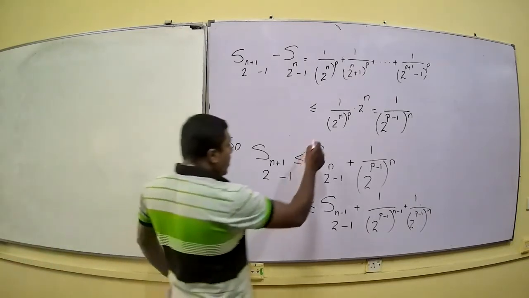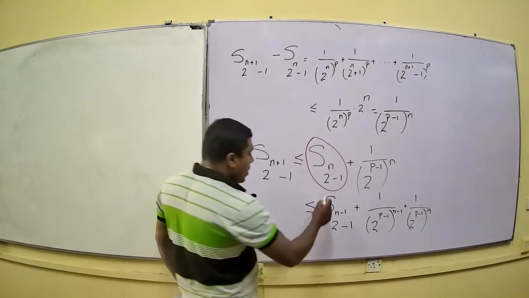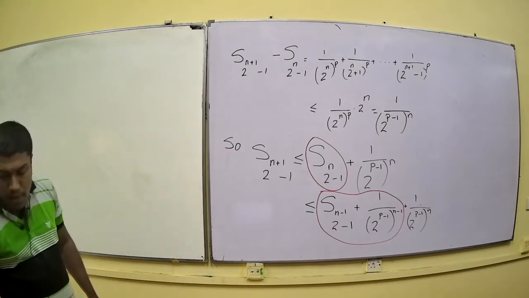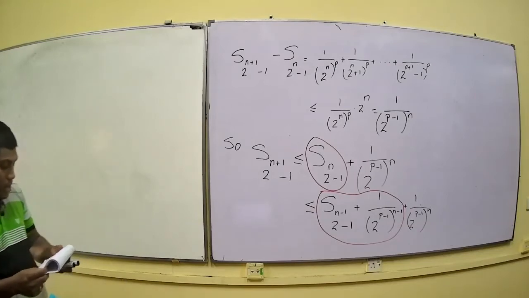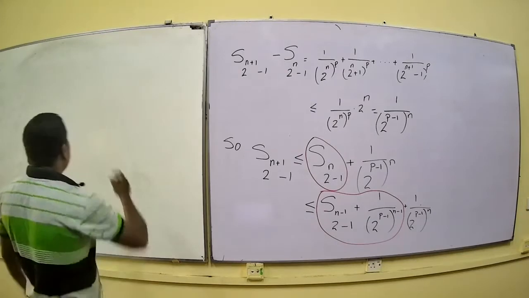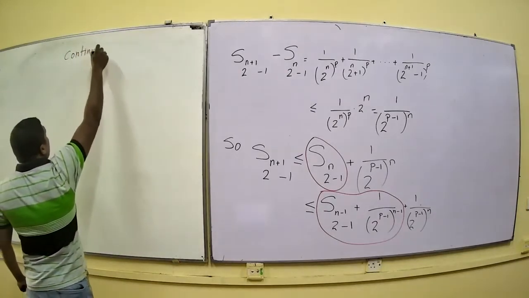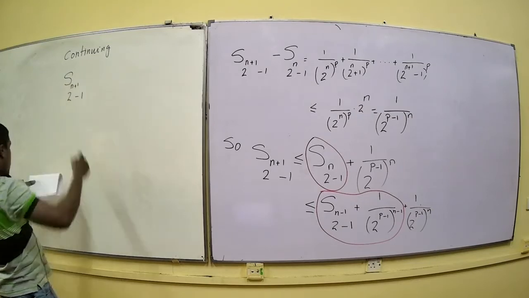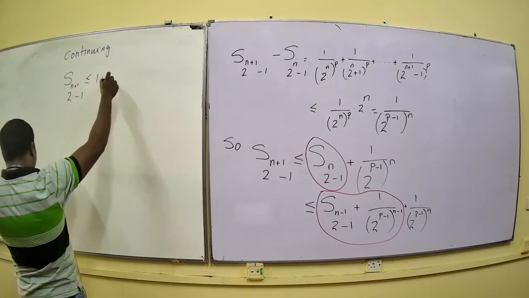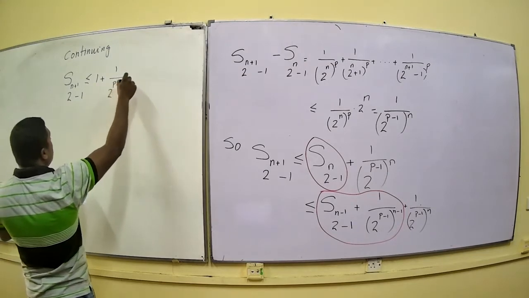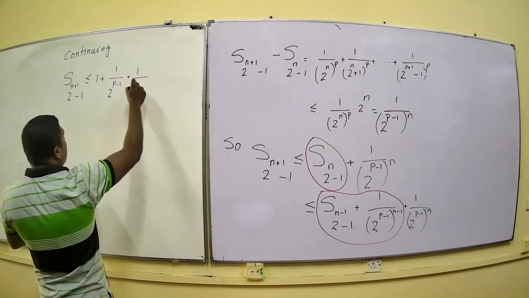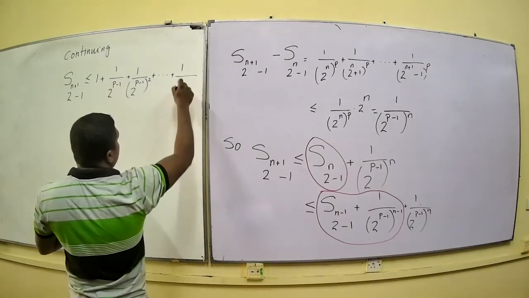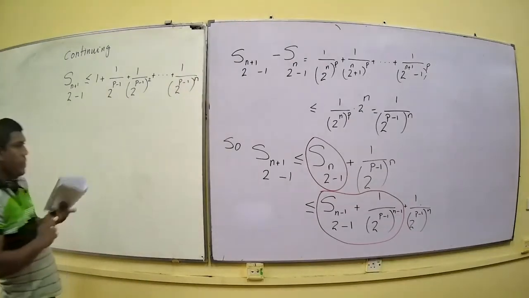Let me use a different color pen. This is actually less than or equal to this, so the same argument leads to that inequality. Now if you continue this process, you get S 2 to the power n plus 1 minus 1 is less than or equal to 1 plus 1 over 2 to the power p minus 1 plus 1 over 2 to the power p minus 1 squared plus and so on up to 1 over 2 to the power p minus 1 to the power n.